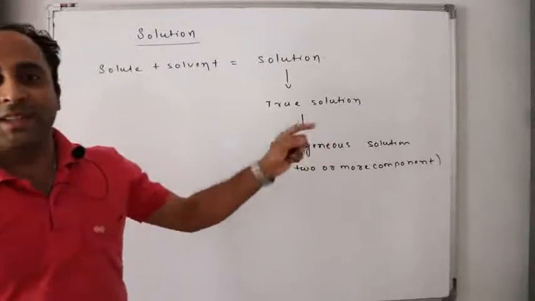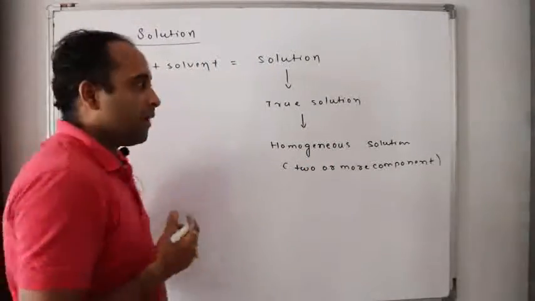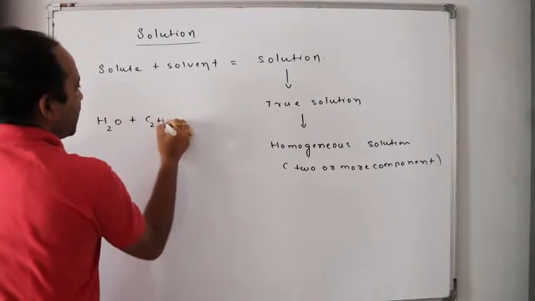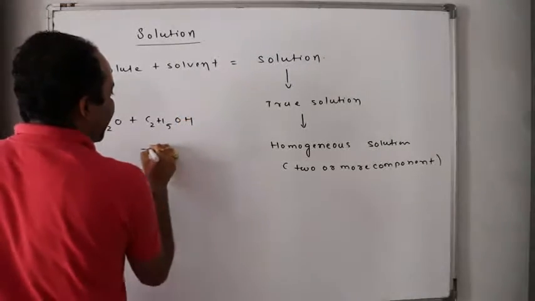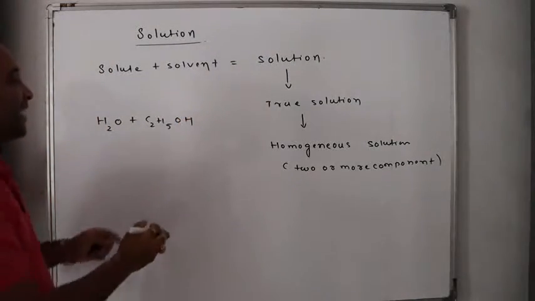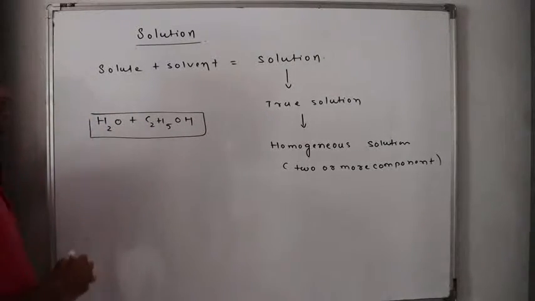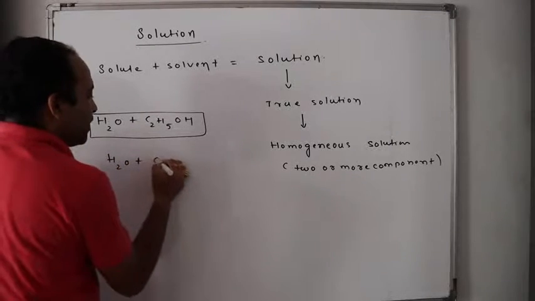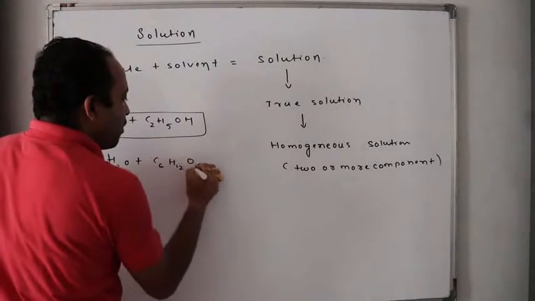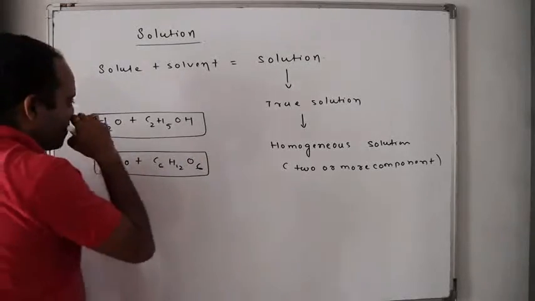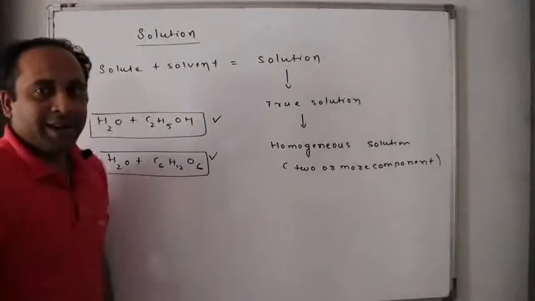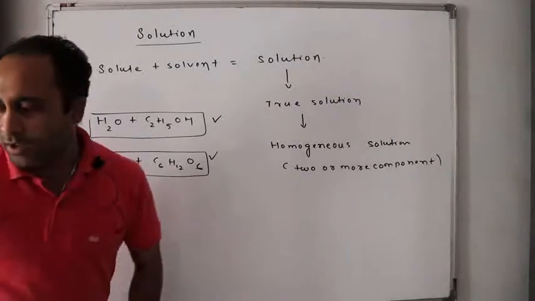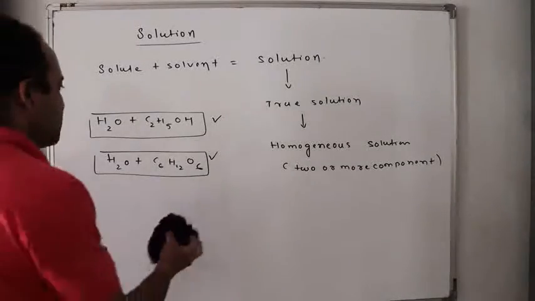For example, I'll take water and I'll add a little ethanol to it. So this is a homogeneous solution. If I take water and add glucose, C6H12O6, to it, this is also a true solution. So today we'll basically discuss only true solutions. Let me start the discussion.